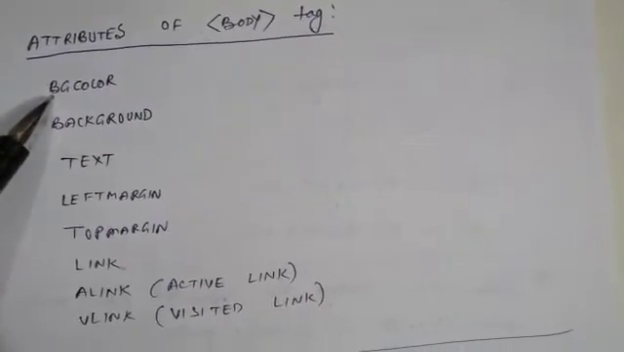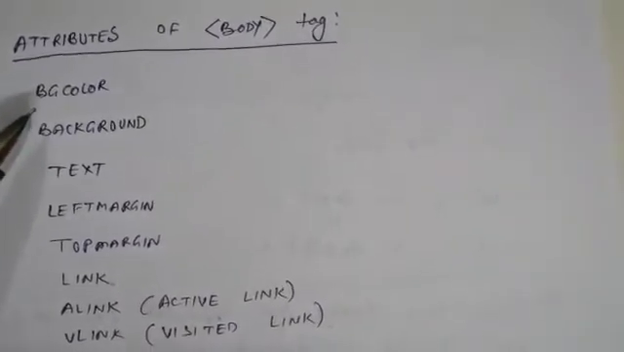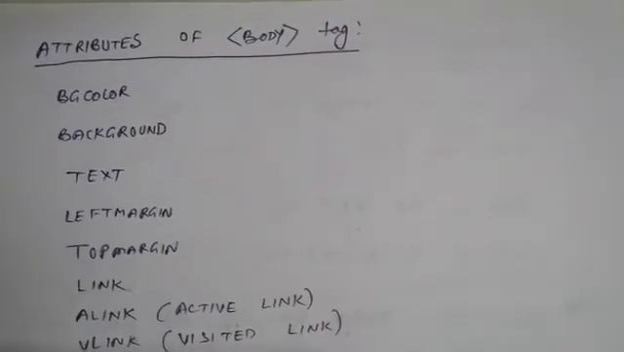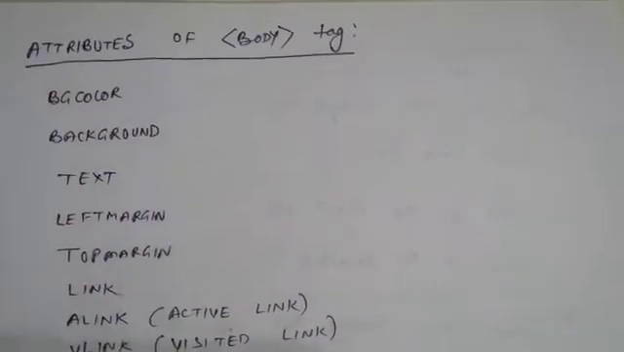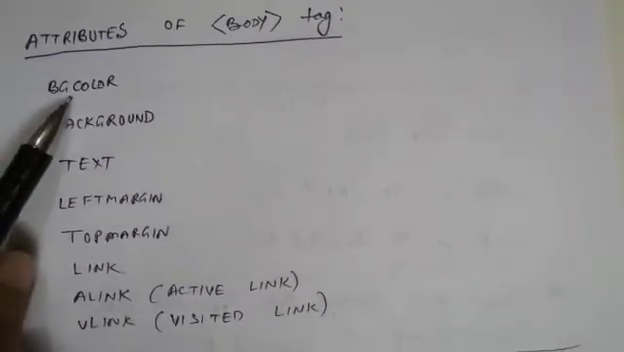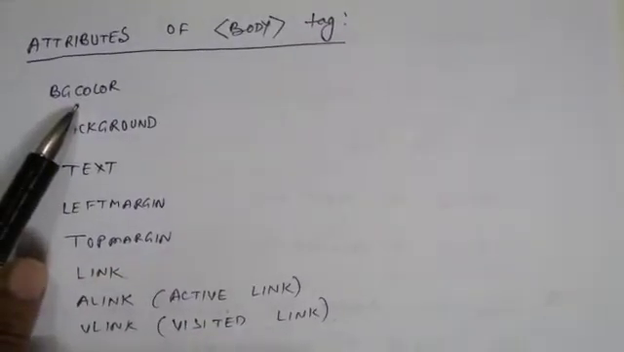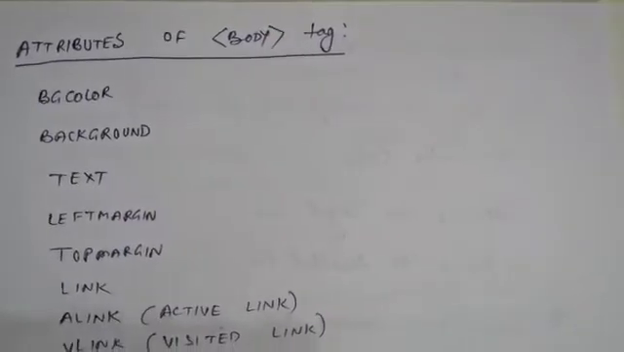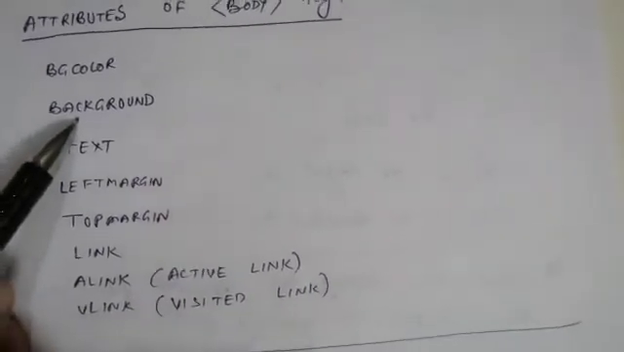bgcolor is for giving the background color to your document. If we want to give some background color to our document, to change the page color, document color, then we use the bgcolor attribute with the main tag, body tag. So how will we write the code? We will write body space bgcolor equal to red, green, whatever you want. Next is background.